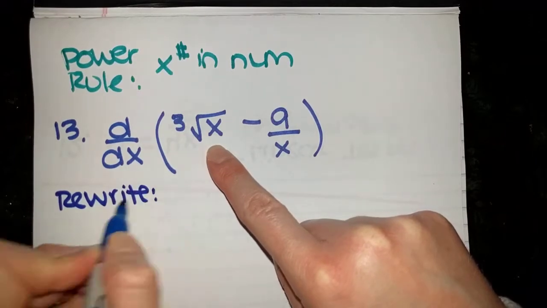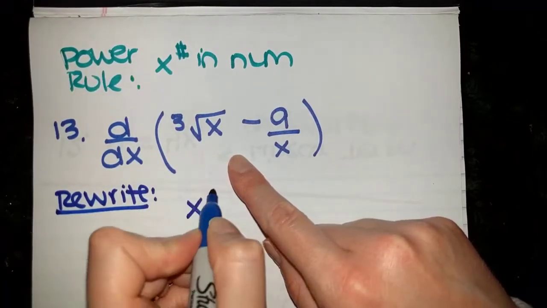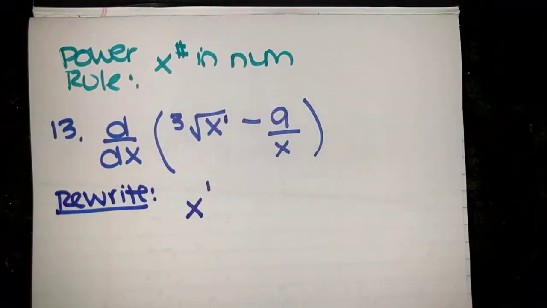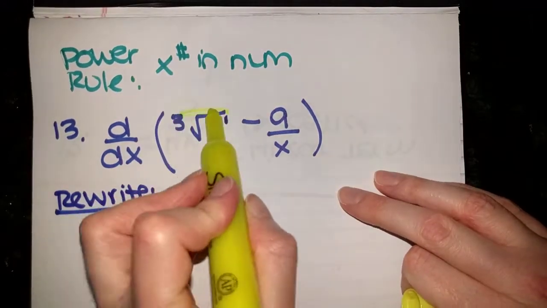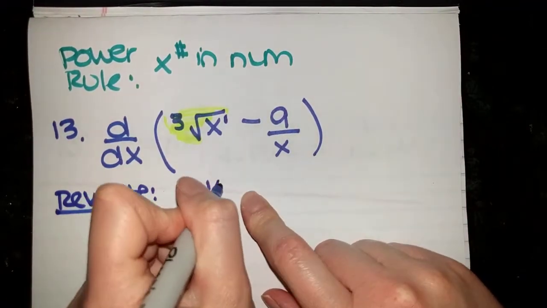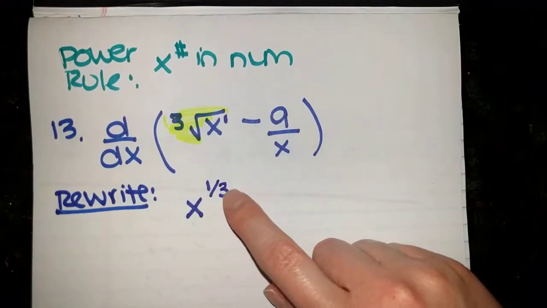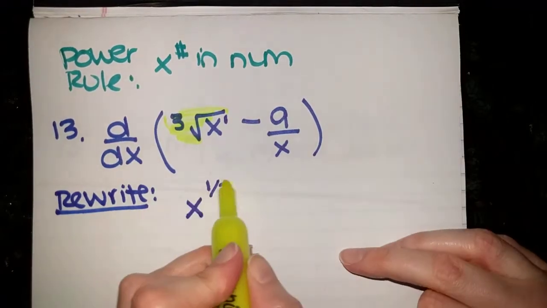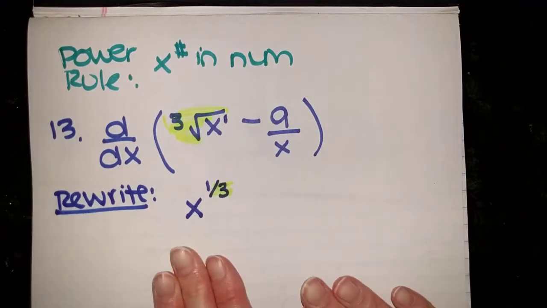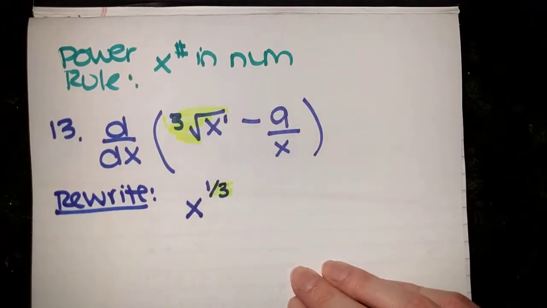This is just a rewritten problem. What I'm going to have is x to the first power, because that's the understood exponent. And then the only thing I change is I get rid of this little radical and this 3, and that is going to become my denominator. So I still have the x to the 1, and then I divide by 3 in the exponent. So that radical becomes the denominator of 3. All right, so that is now in the position where I have x to a number in the numerator, so I can use the power rule.